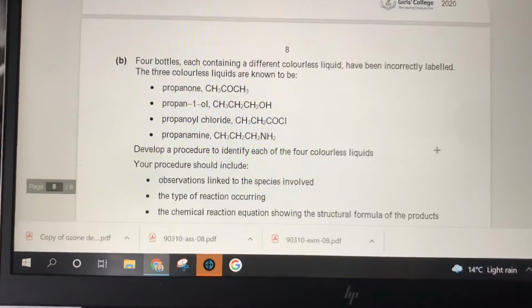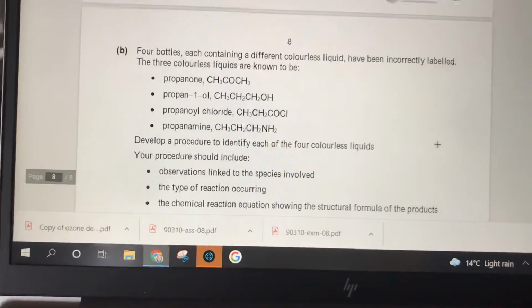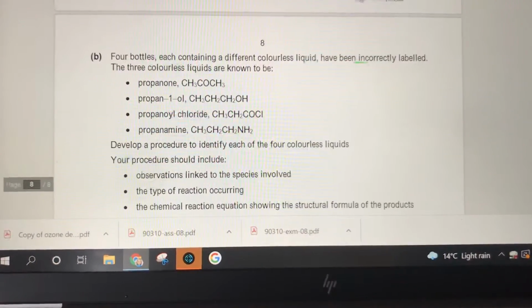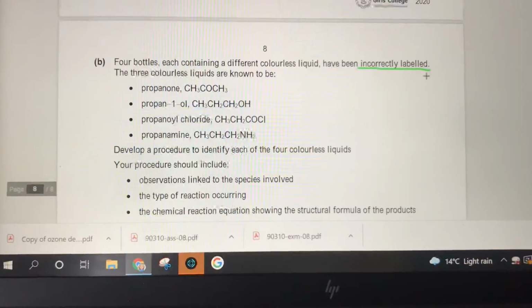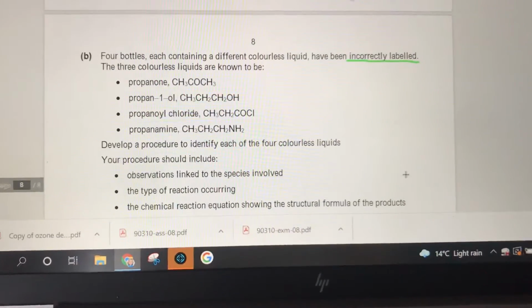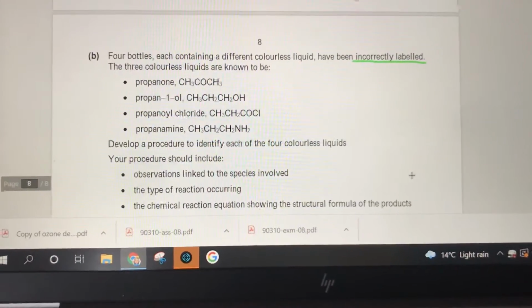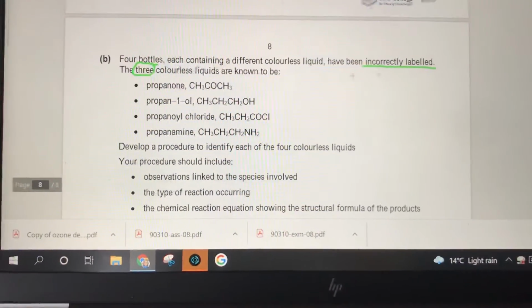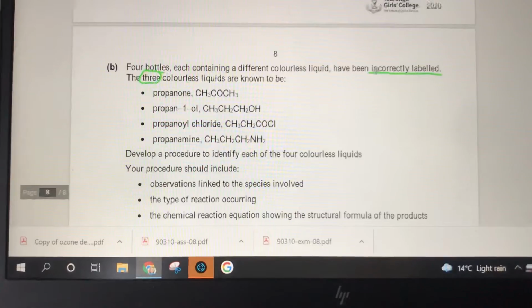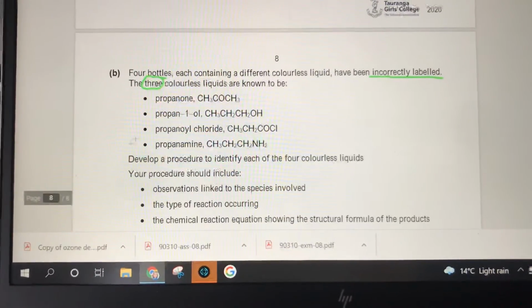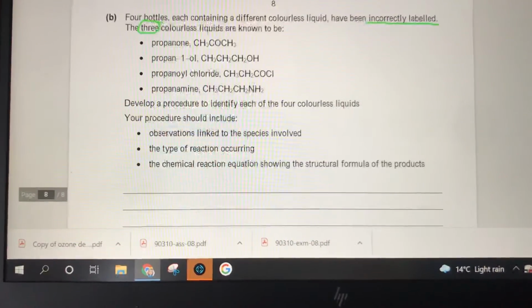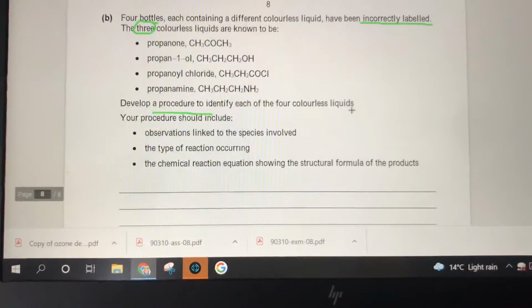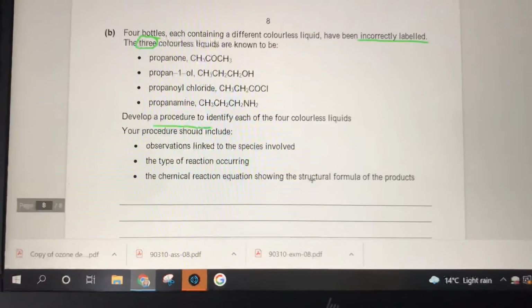We've got the darn chemists who can't quite get labels that stay on their bottles, or they're pretty bad at labelling their bottles. So, I've seen a... Oh, I love this. I think that's supposed to be a 4. So 4 bottles, each containing a different colourless liquid, have been incorrectly labelled. And here are the 4 liquids. And we have to develop a procedure, should say a valid procedure, to identify each of the 4 liquids.